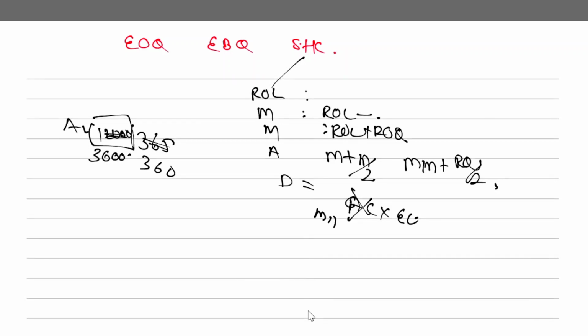36,000 is your average consumption. How much? 36,000. 36,000 upon 360, how much? 100. This is the average. Then the question will tell you your minimum, and the maximum consumption will be given as 120.